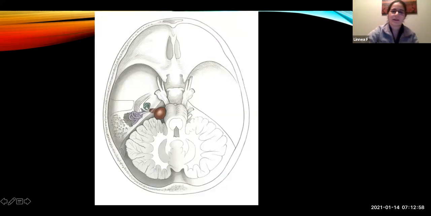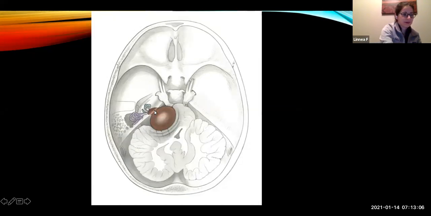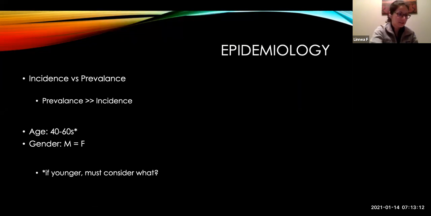So here's a look of what a smaller vestibular schwannoma can look like. And I'll have another couple pictures of these later. And then it can get bigger and bigger and compress the brainstem. Good pictures all around. So epidemiology, everyone's favorite.